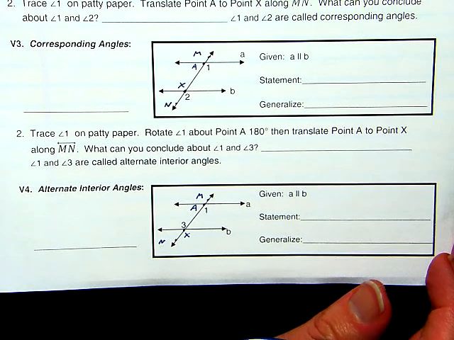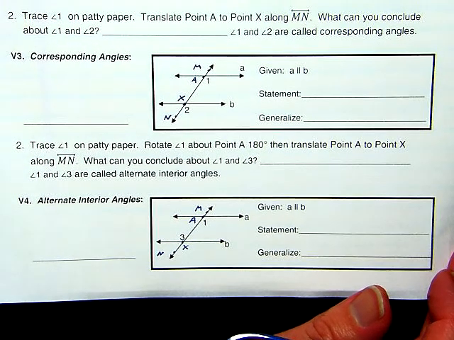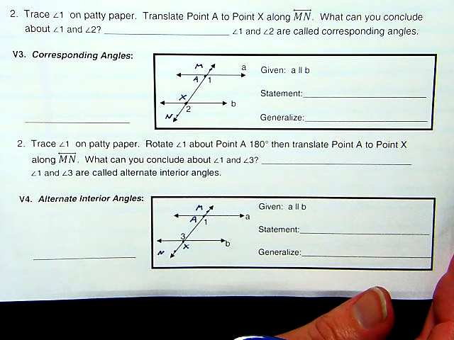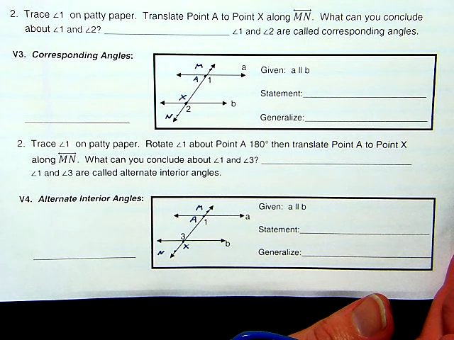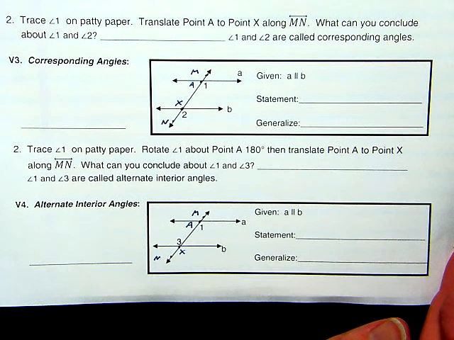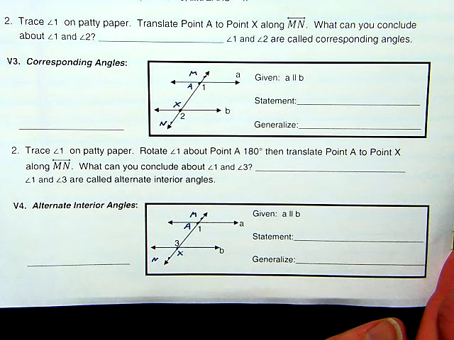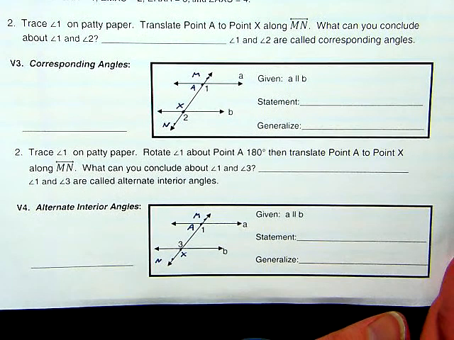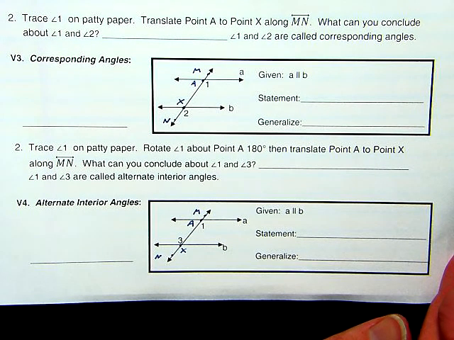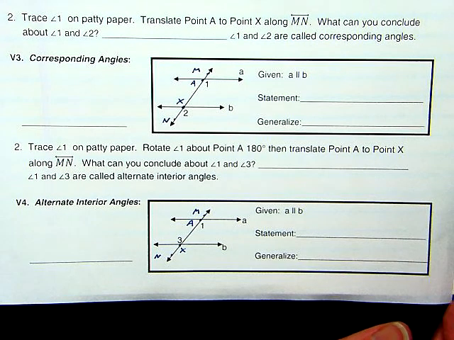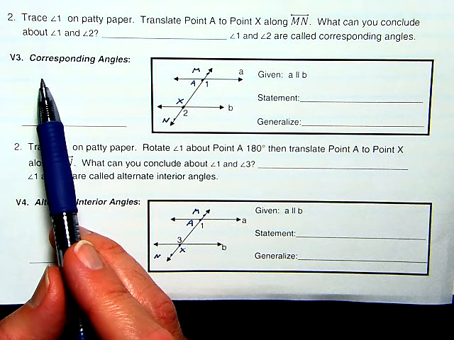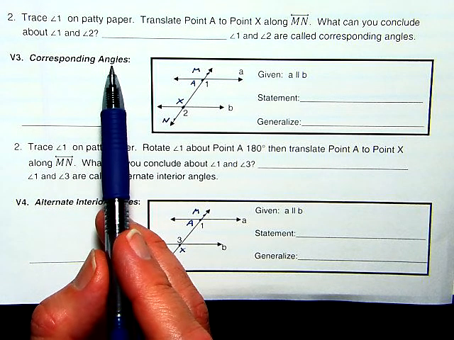So now we're going to start looking at some very important theorems. We're not going to prove the theorems completely formally yet, but we are going to do a transformational proof, which is going to be fairly convincing, and it will be good enough for us right now. So let's take a look at theorems that relate parallel lines to the angles that are formed when they are cut by transversals. The first theorem has to do with corresponding angles.